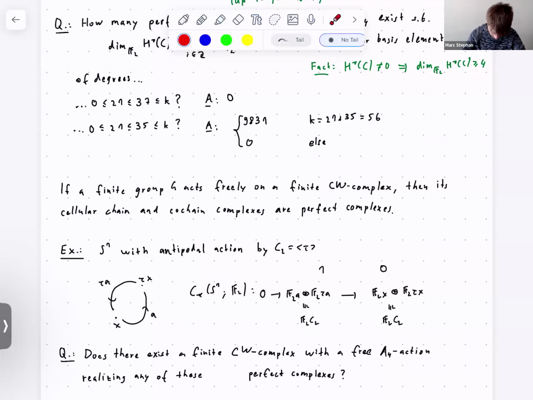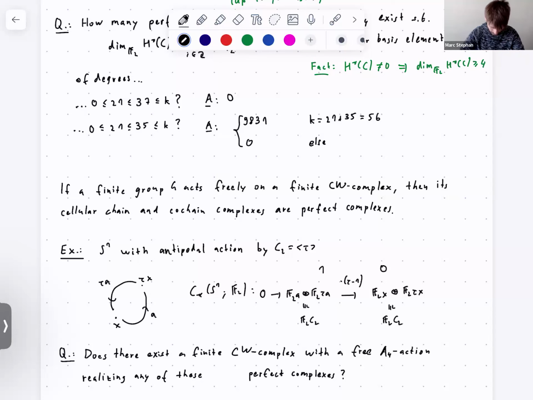And what does the boundary do? Okay, we take endpoint minus start point, so we have to multiply with tau minus 1. Okay, and so we get a perfect complex.